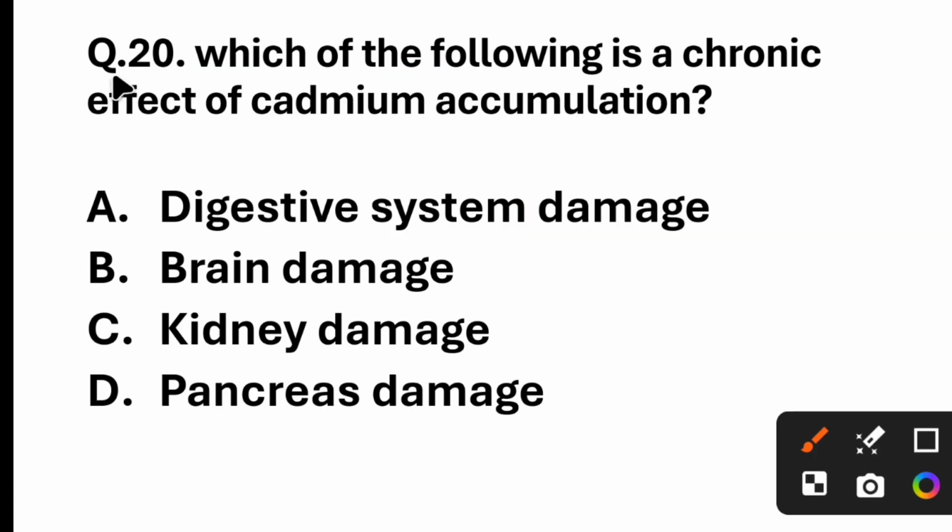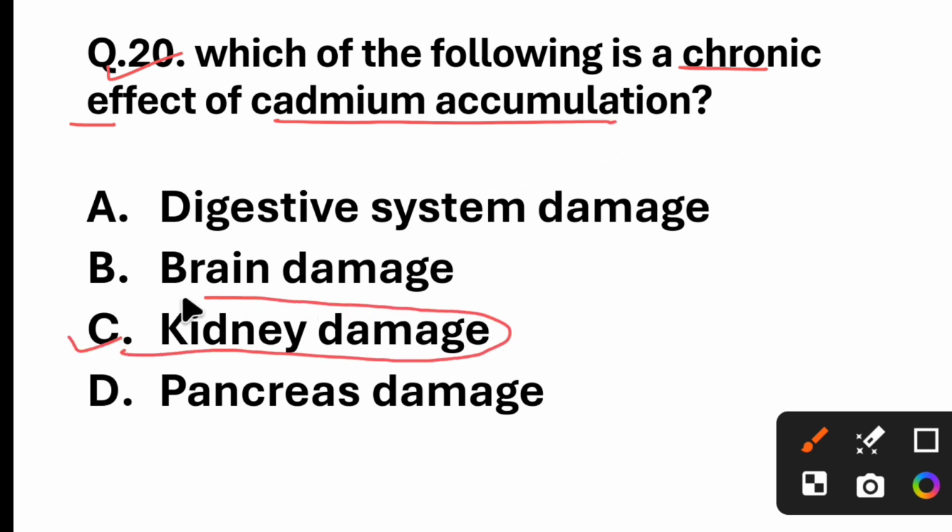Question number 20. Which of the following is a chronic effect of cadmium accumulation? Answer option C, kidney damage is the chronic effect of cadmium accumulation. Also, kidney damage and liver damage both are chronic effects of cadmium accumulation.